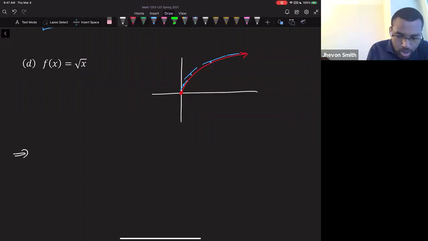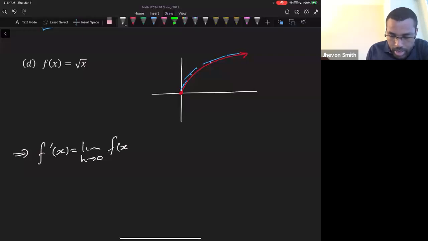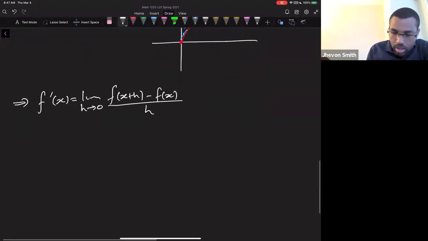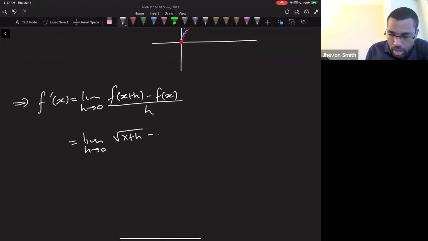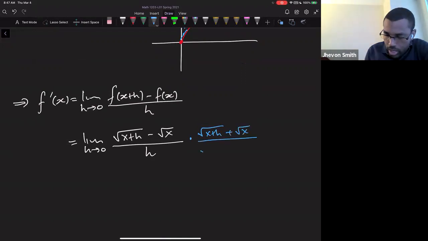Let's just jump into what the derivative tells us by definition. Again, writing down the definition. This will be the square root of x plus h, minus the square root of x, all over h. Standard trick here, because those are square roots, is to multiply and divide by the conjugate, which is just changing the middle sign because it's only a square root. And you want to take advantage of the difference of squares formula.